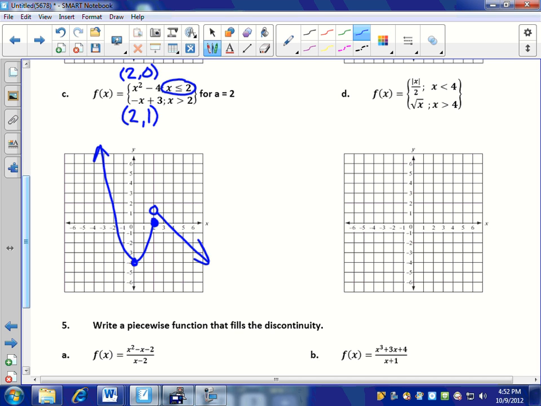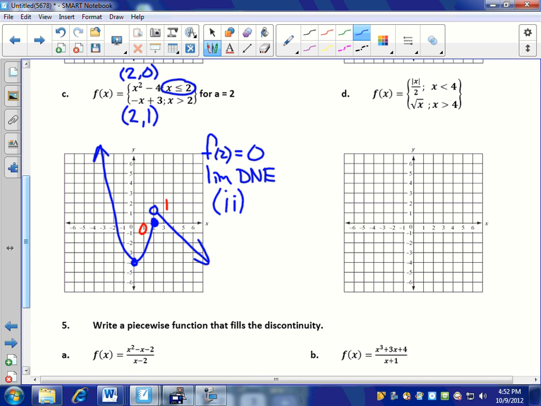So the question is, we start with f of 2. Does that exist? Yes. Equals 0. Does the limit exist? No, it doesn't. If you come from the right, the limit is 1. If you come from the left, the limit is 0. So the limit does not exist. Therefore, it fails number 2.